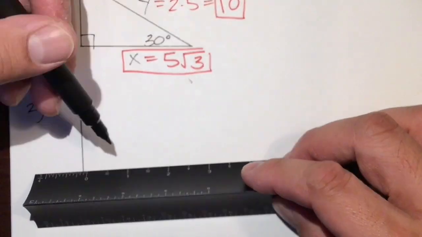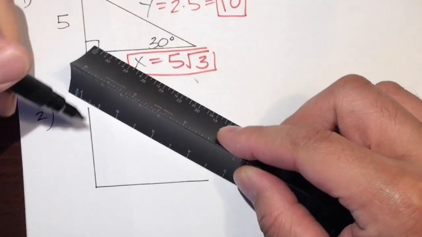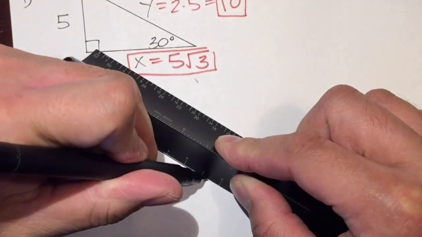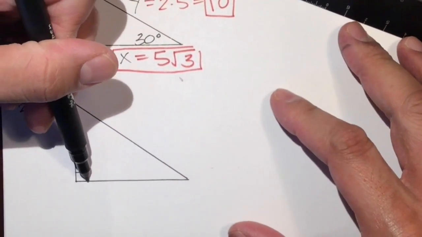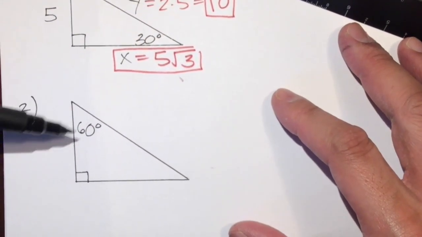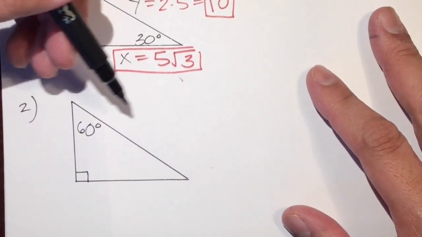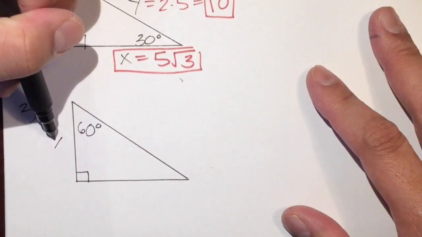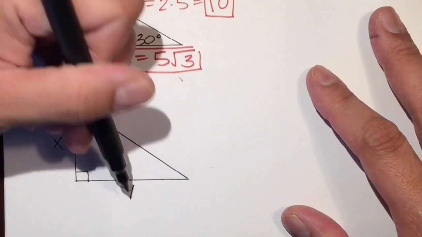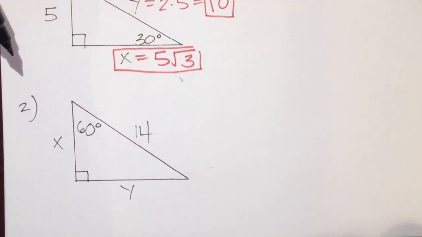Let's write number 2. Okay, here we go. Draw that. And we'll put a 90 here. Let's put a 60 degrees here. We don't have to put that 30. Triangle sum theorem, we know that's 30 without even putting it. And let's put x over here. Let's put y over here. And let's put 14 over here.